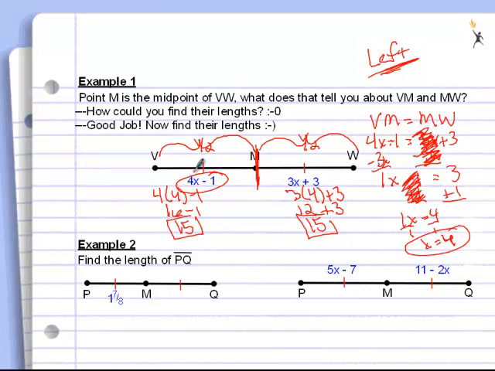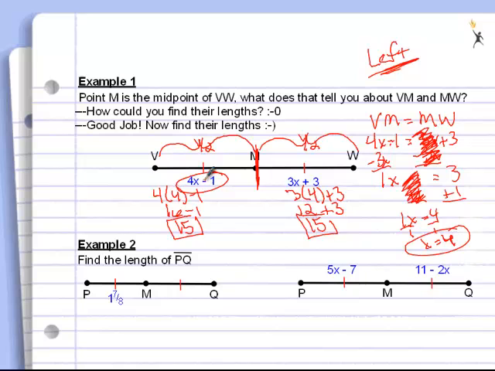They told me that VM is 4x minus 1, so I replaced it. They told me MW is 3x plus 3, so I replaced it. Then I used my algebra skills to solve for x. Once I knew x, I plugged it back into VM and MW to find out what their lengths really meant.